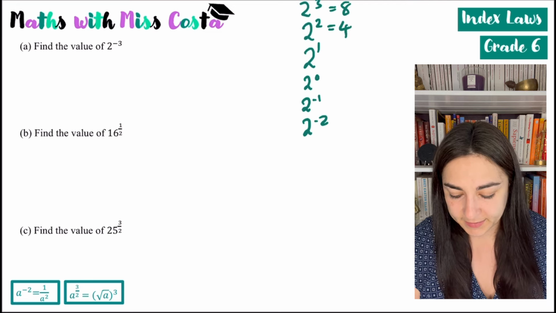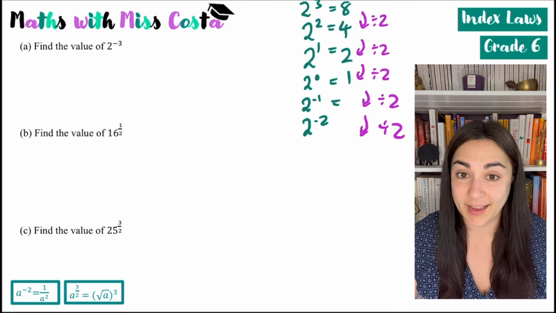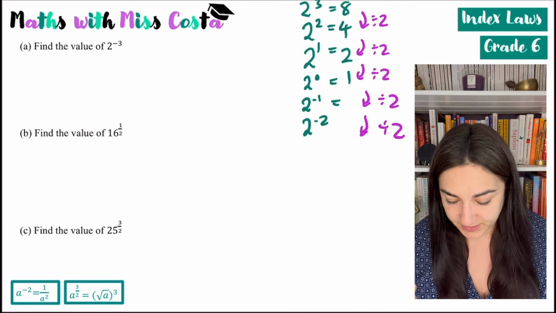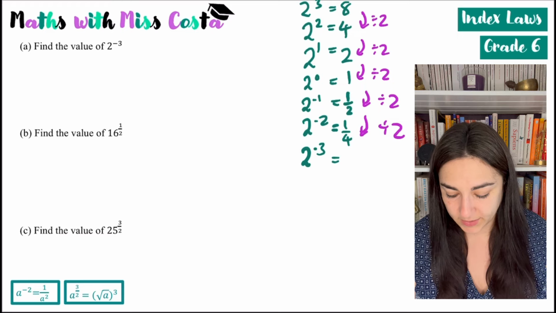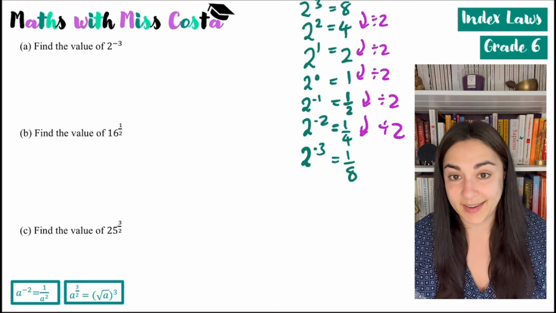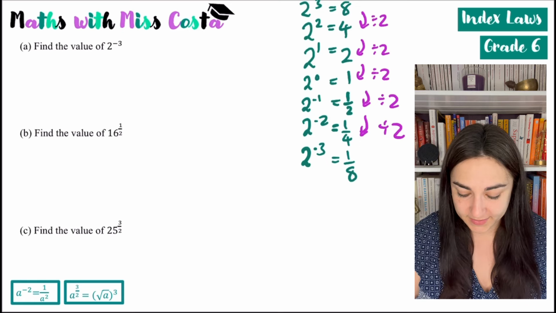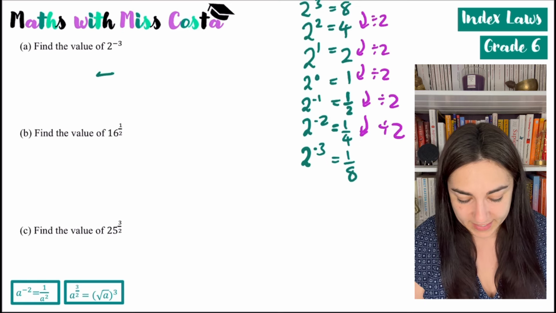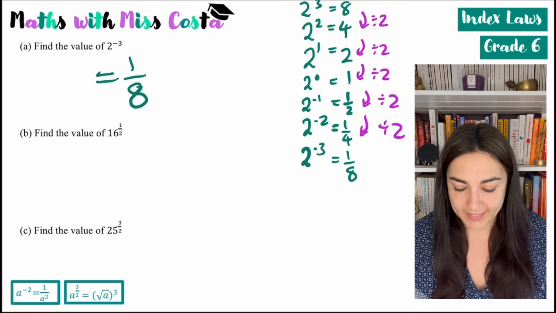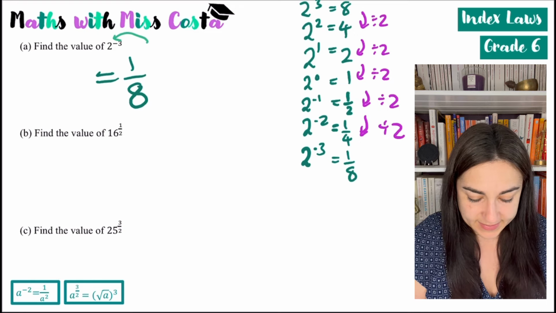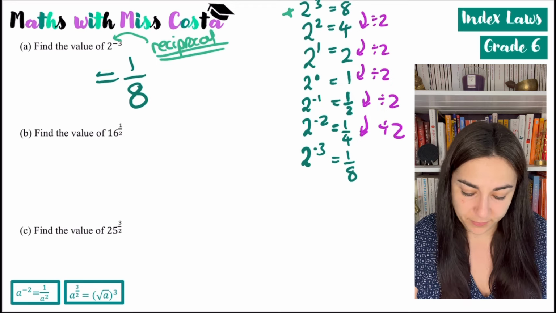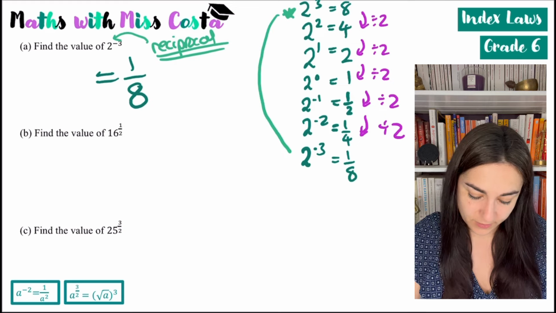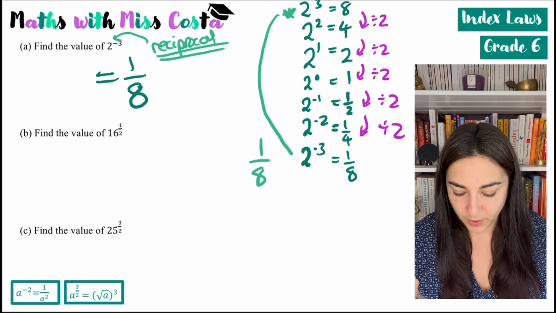So if I followed this pattern, and it's a pattern because it's applicable to every power of 2, then 1 divided by 2 gives me a half. Therefore, I'm going to have to divide that by 2 again, which would be a quarter. Divided by 2 again would give me an eighth. So if you get super stuck, just follow the pattern. So 2 to the power of minus 3 is going to be an eighth. But the general rule is, if it's a negative, the negative indicates that it's the reciprocal. Okay, so what is 2 to the power of 3? 2 to the power of 3 is 8. Therefore, 2 to the power of negative 3 is going to be 1 over 8.